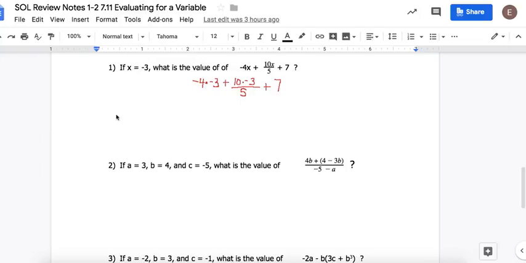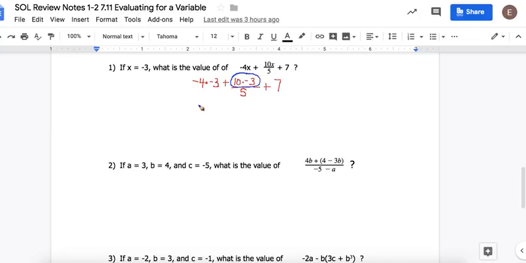So now we're going to go through and use our GEMDAS. We're going to look for grouping, and I see a grouping here. I see a fraction bar. And when I see a fraction bar, I always do what's on top first. So we're going to go ahead and circle 10 times -3.